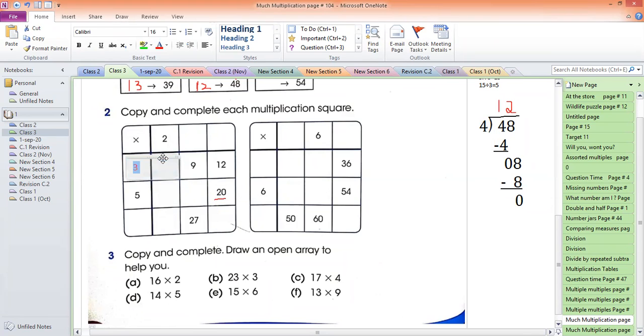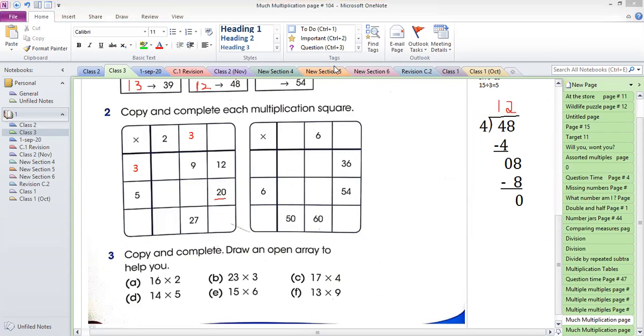Sorry, 3 multiplied by 3 I'm going to write here. 3 multiplied by 3 equals 9. Then 3 multiplied by what equals 12? Yes, find out this number. 3 multiplied by what equals 12?